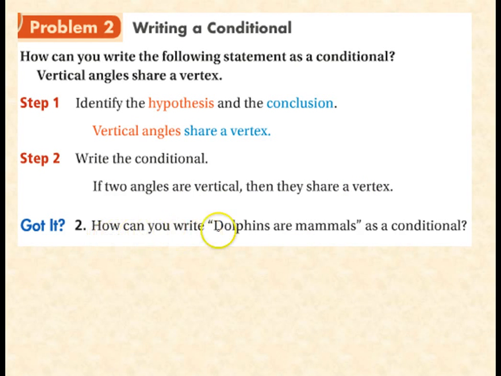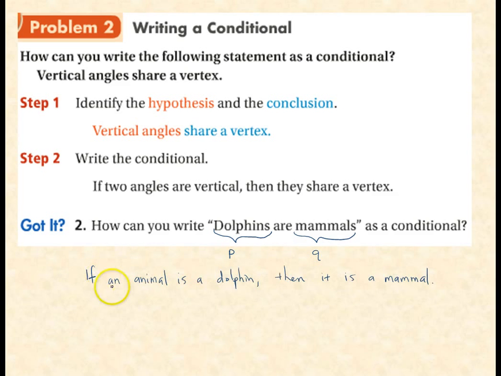So, see if you can write "dolphins are mammals" as a conditional. Okay, so my hypothesis is that there's an animal that's a dolphin, and my conclusion is that it's a mammal. So I would say, if an animal is a dolphin, then it is a mammal.